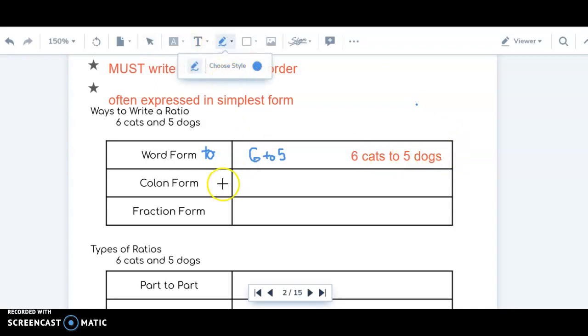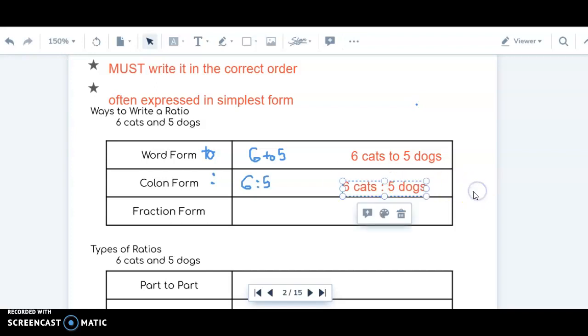So what about colon form? What do you think happens there? Well, it's got a colon in it. So it's got those two little periods, one on top of the other, and we're going to use the same order because it didn't tell me to change order, all right? So 6 colon 5, okay? And how do you think I would write this if I wanted the labels, okay? Well, I would write it 6 cats, colon, 5 dogs, okay? And I would read this still as 6 cats to 5 dogs, okay?